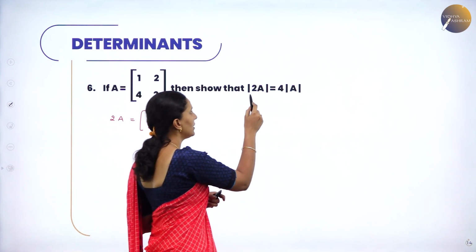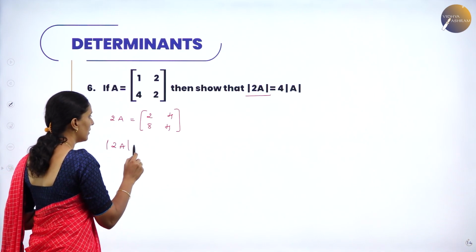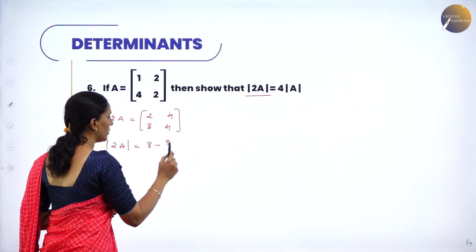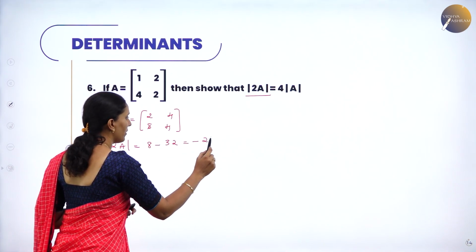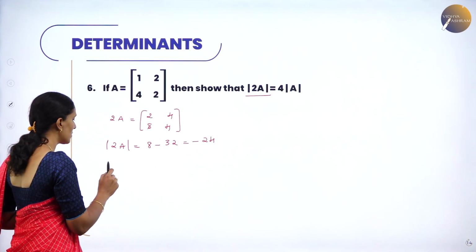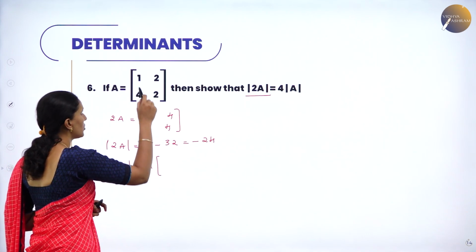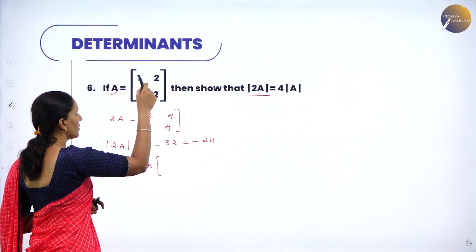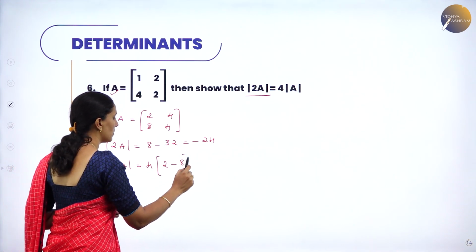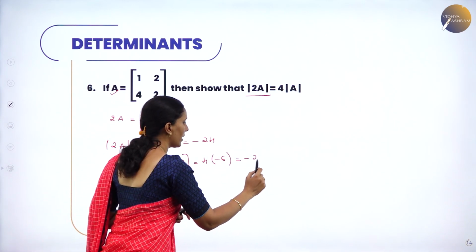Now let us find the determinant of 2A. So what is determinant of this matrix? It is 2 4s are 8 minus 8 4s are 32, whose value is minus 24. Let's check for 4 times determinant A. We have 4 outside. Let's check for determinant of A. This matrix, 1 2s are 2 minus 4 2s are 8. So which becomes 4 into minus 6, whose value is minus 24.